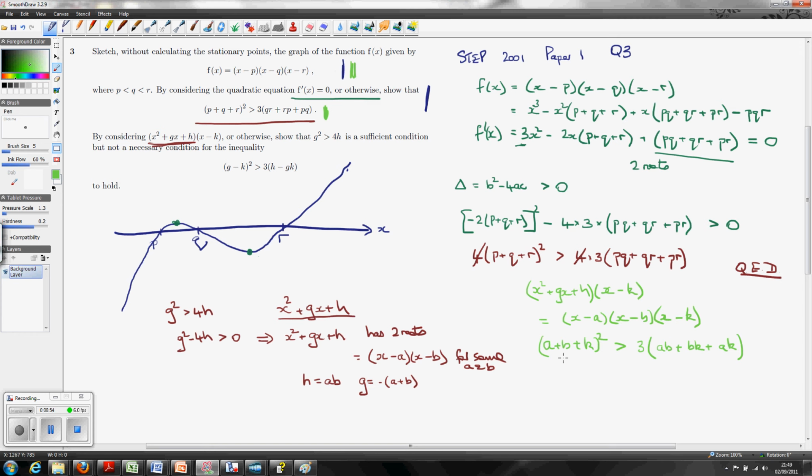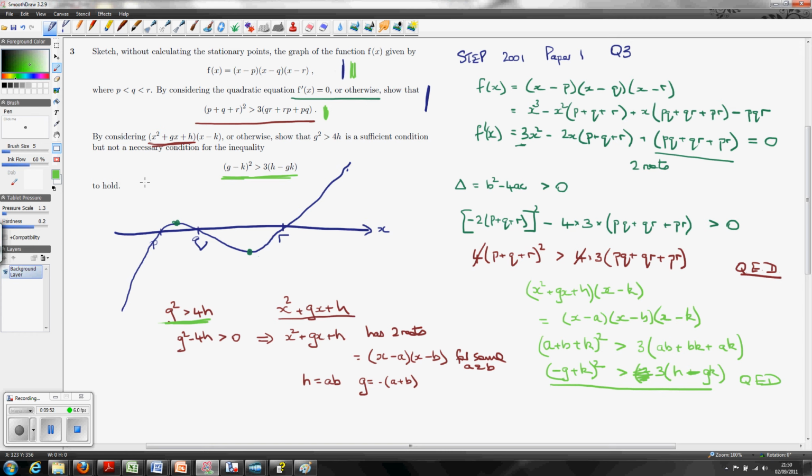Let's see if we can simplify this a little bit. Well, a plus b is equal to minus g. So this is minus g plus k all squared, which is the same as g minus k squared, because when you square, the minus goes away. This is greater than 3 times, ab is h, plus k times a plus b, which is minus g, that's why I put minus gk. So what we've shown is if g squared is greater than 4h, then this must be true. And again, that's what we have to prove.